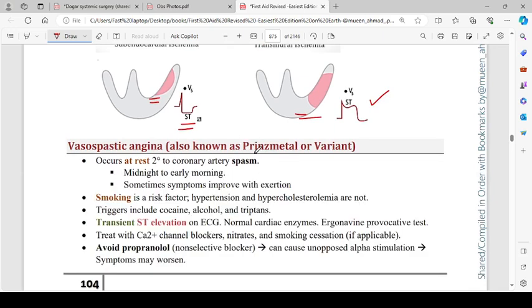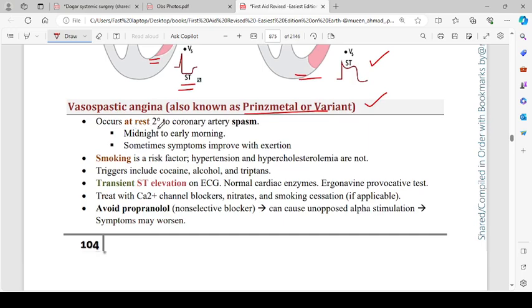Vasospastic angina, which is also known as Prinzmetal or variant angina, occurs at rest secondary to coronary artery vasospasm. It occurs at midnight or early morning. Sometimes symptoms improve with exertion. That's a unique thing. Smoking is a risk factor. Hypertension and hypercholesterolemia are not, because it is not caused by plaque formation. It is caused by the constriction of the coronary arteries.